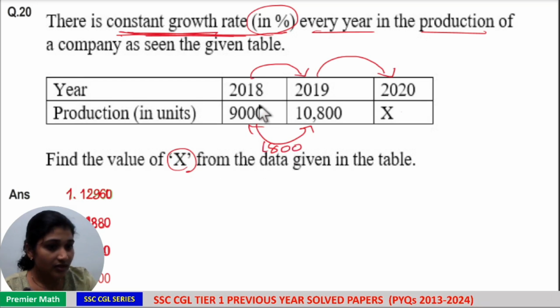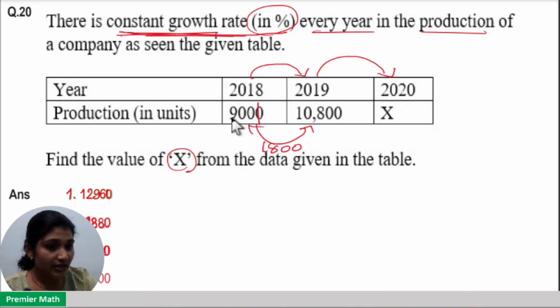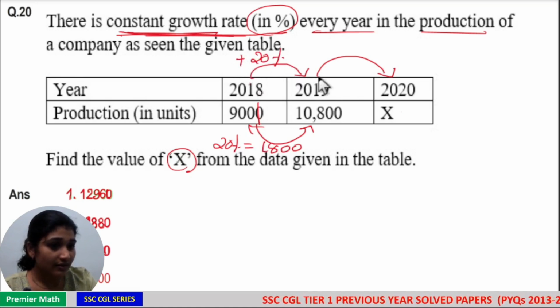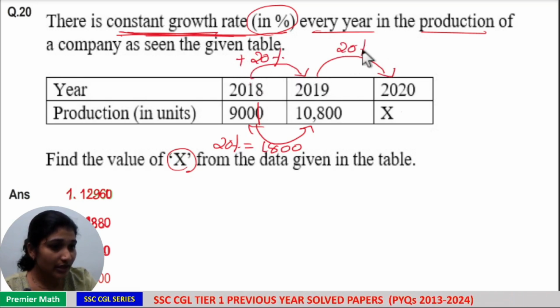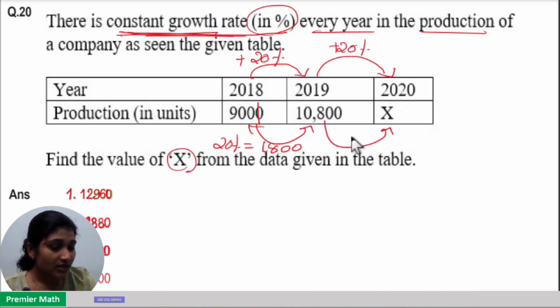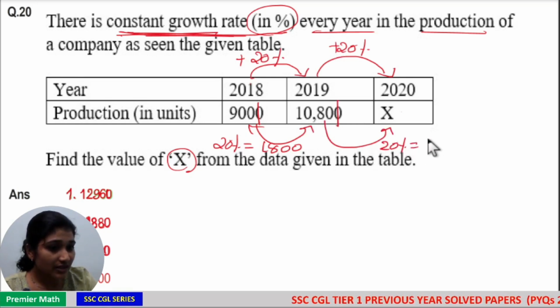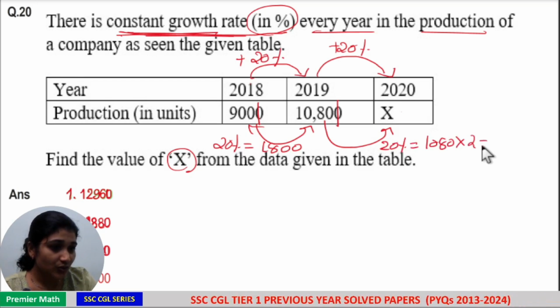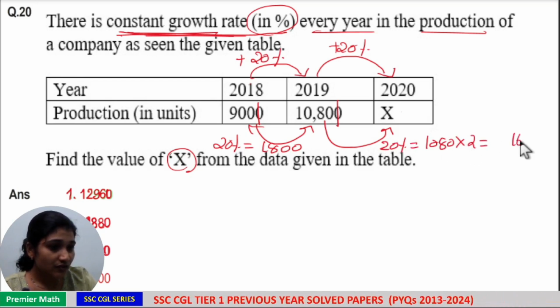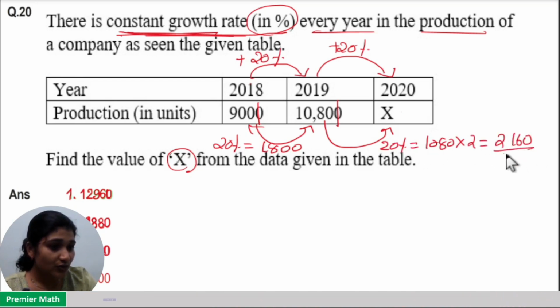And here 10% of 9,000 is equal to 900, and 20 percentage is 1800, which means from 2018 to 19 the growth is 20 percentage. Then 2019 to 20 growth should be 20 percentage. So take the 20 percentage of 10,800. 10 percentage of 10,800 is 1080. Then 20 percentage is equal to 1080 into 2, which is 2160.